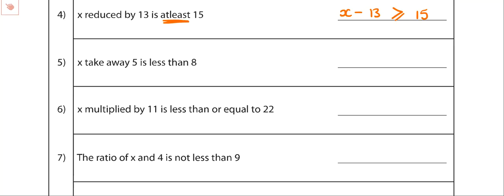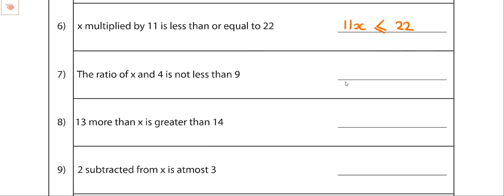x take away 5 is less than 8. Nice and easy now. What about this? Could I write that as well? No, because it would be a different answer, isn't it? So this would not be allowed. x multiplied by 11 is less than or equal to 22.